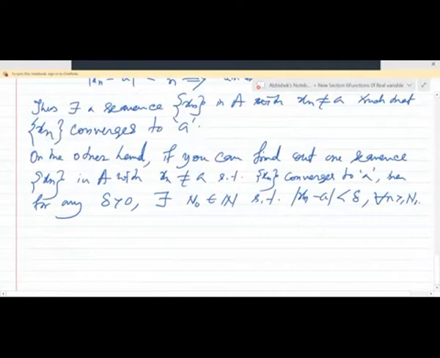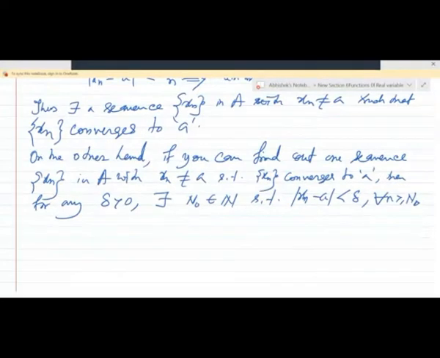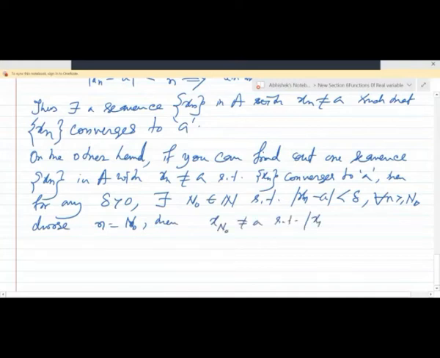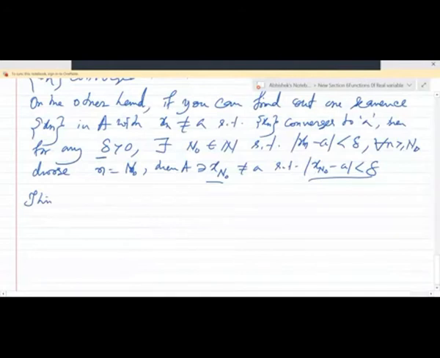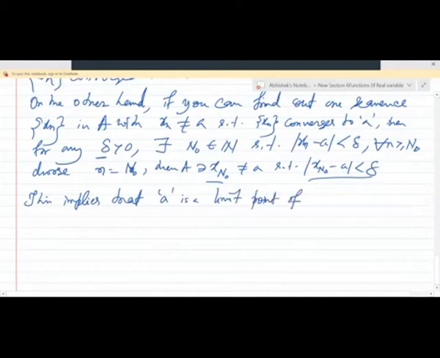So you may consider any xn where the indices n are greater or equal to n naught. Choose n equal to n naught. Then x n naught is not equal to a such that mod of x n naught minus a is less than delta. So for a given delta greater than 0, you can find one x n naught in capital A such that this holds. So this implies that small a is a limit point of the set capital A.